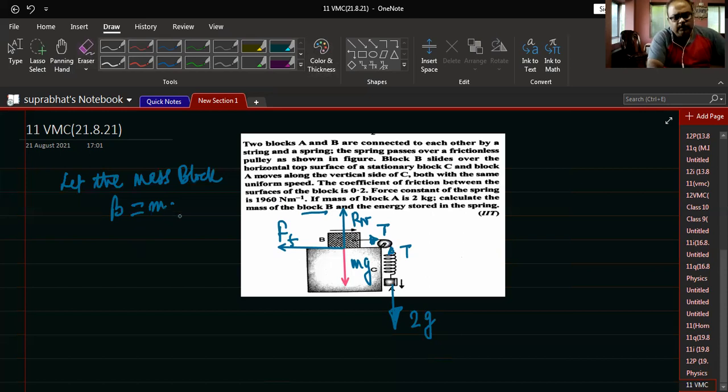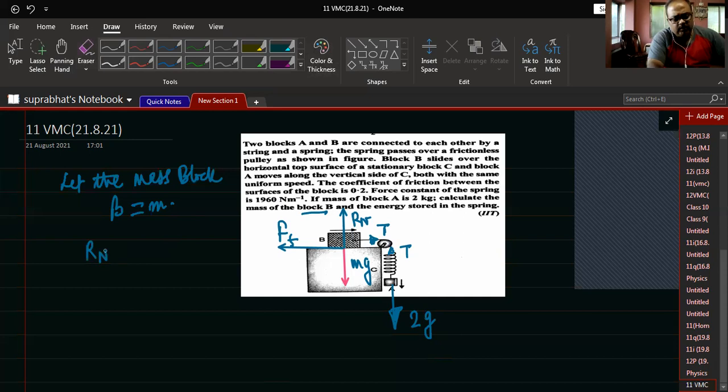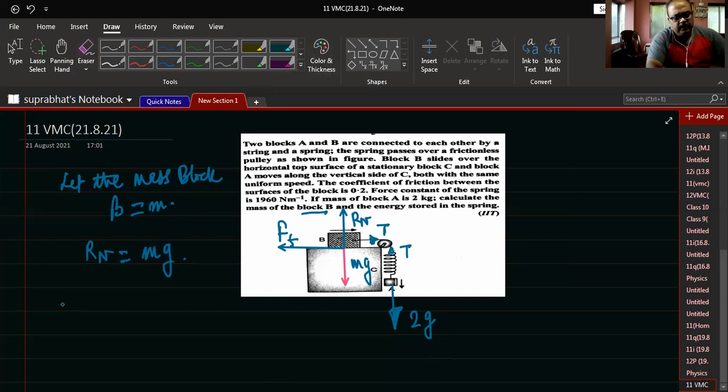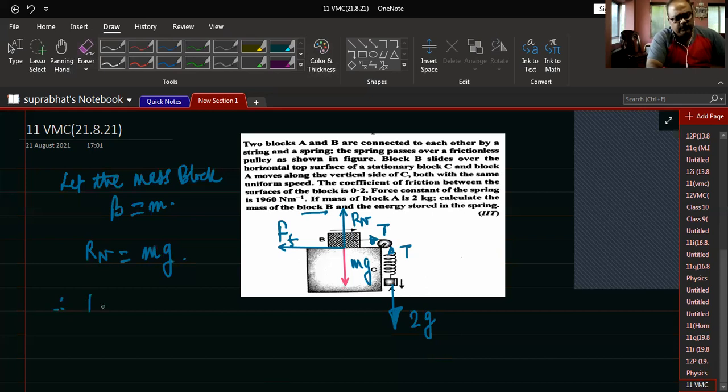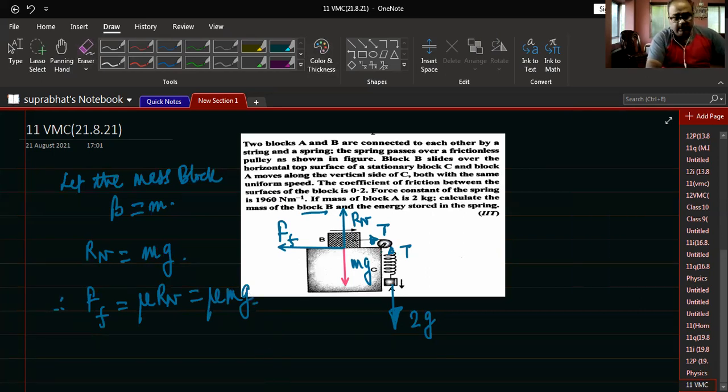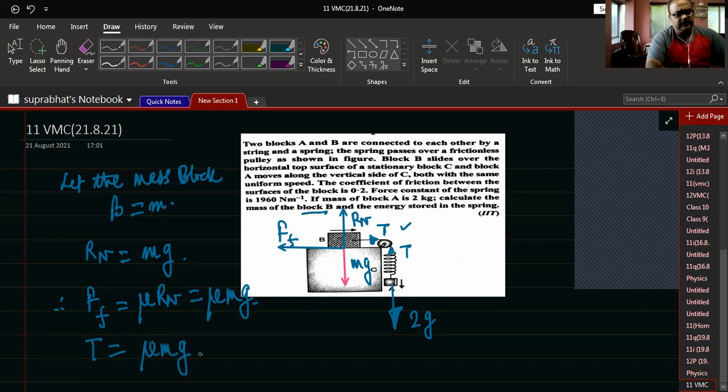So if the mass of the block is m, I can write that the normal reaction is equal to m into g. Therefore, the frictional force will be equal to mu into Rn, that is equal to mu into m into g. So this is your frictional force. So children, this frictional force will be equal to the tension. So I can obviously write, under equilibrium, tension is equal to mu mg.